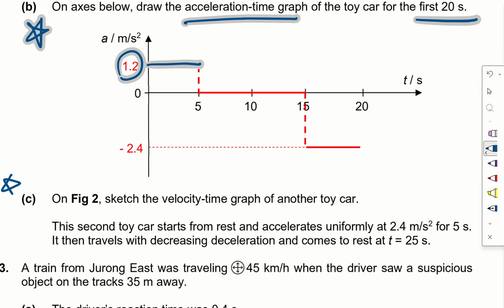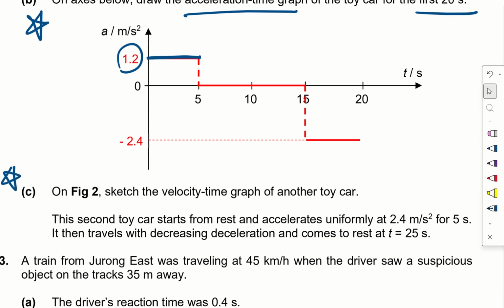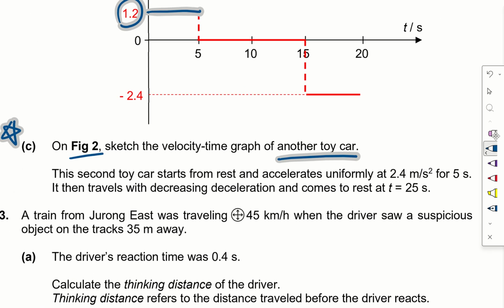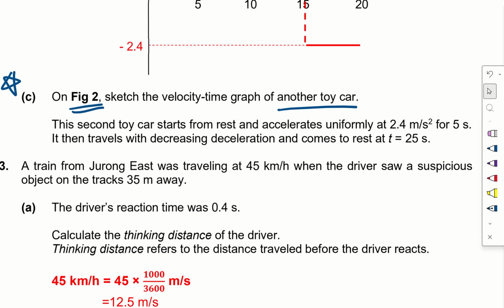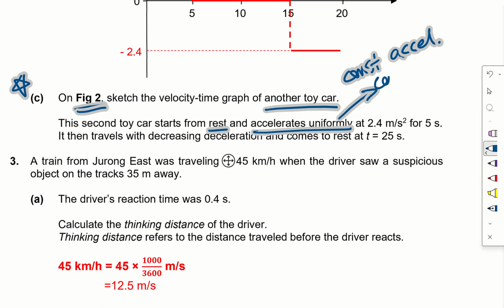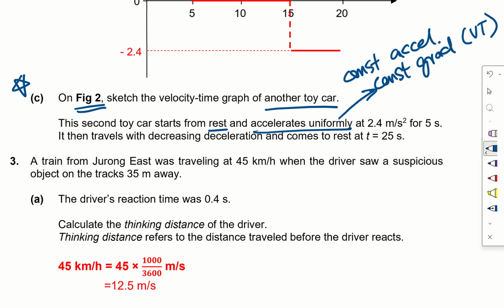Okay, I think part C is difficult. On figure 2, sketch the velocity time graph of another toy car. That means on the same graph, right? Need to follow instruction. The second toy car starts from rest and accelerates uniformly. Accelerates uniformly means it is constant acceleration. If it's constant acceleration, that means it is having a constant gradient in our VT graph.